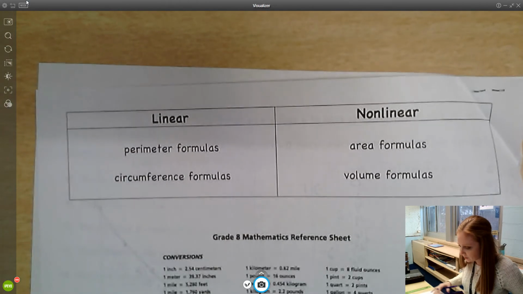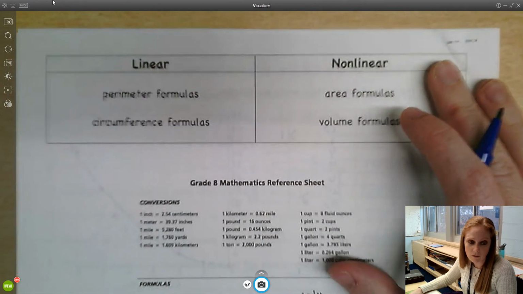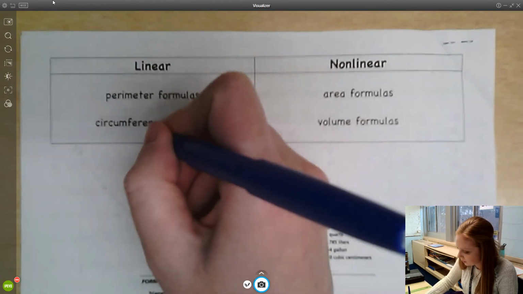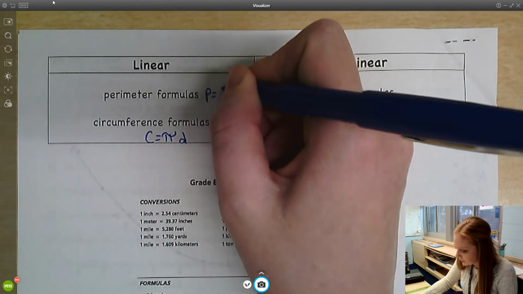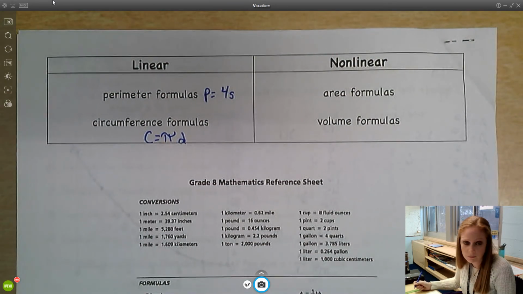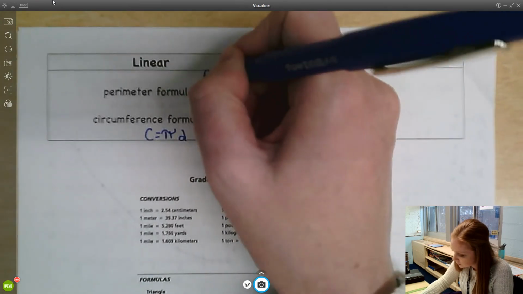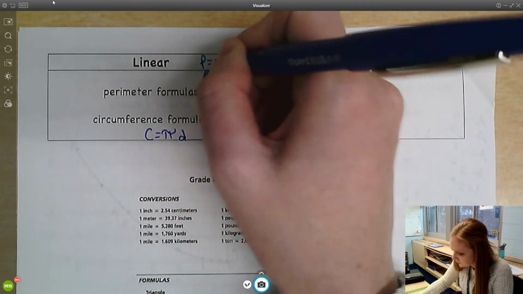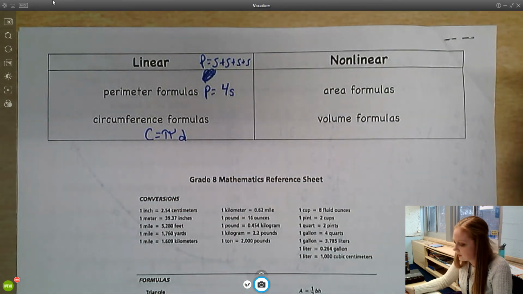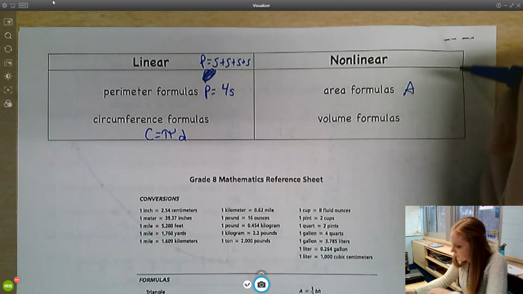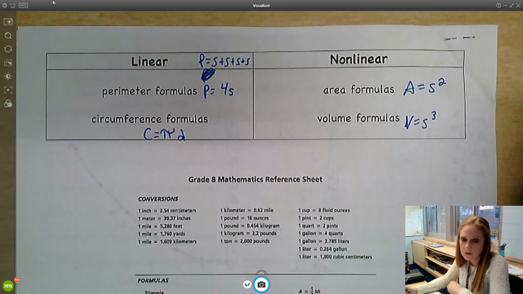Okay, and then we just have some summary information here. Linear, perimeter, and circumference formulas. We didn't talk about circumference, but you did that in 7th grade. Circumference equals pi times diameter. Perimeter equals 4 times the side, or side plus side plus side plus side, whatever the lengths of the sides are. Nonlinear would be our area formulas and our volume formulas. So here we did area equals side squared and volume equals side cubed.